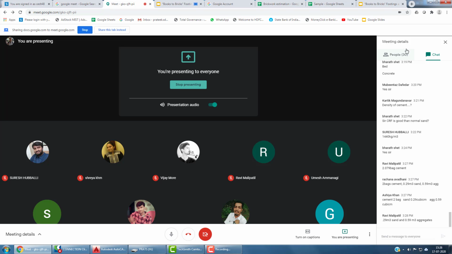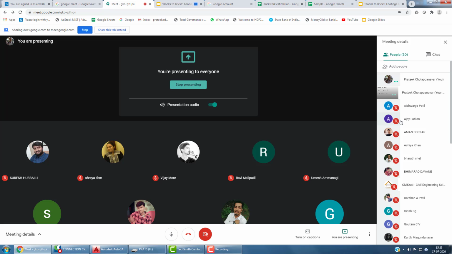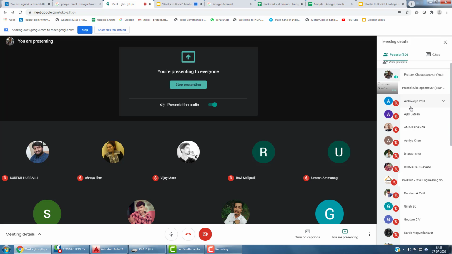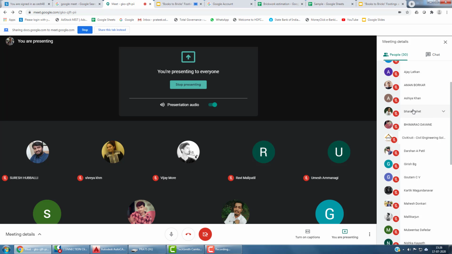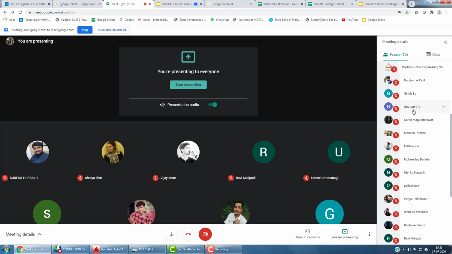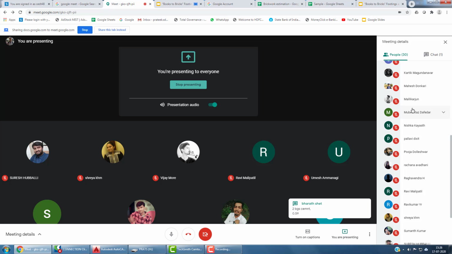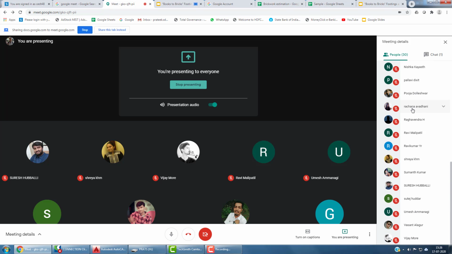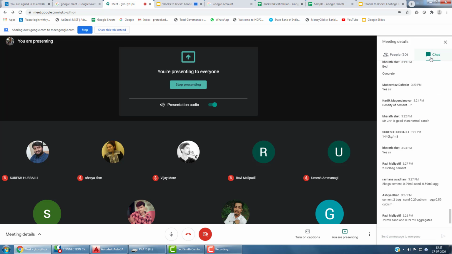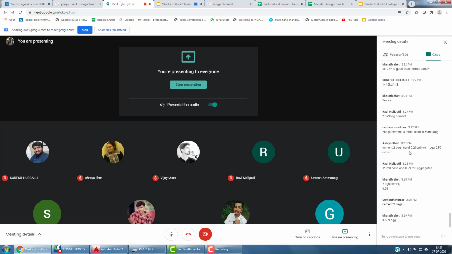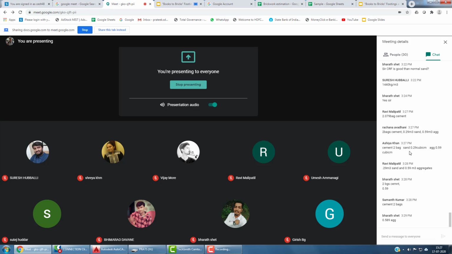Yes, only 4 or 5 people are active. I don't know what about others. Yes, Aishwarya, Ajay, Aman, Bhim Rao, Darshan, Girish, Gautam, Karthik, Mahesh, Mallikarjun, Mubin, Taj, Nishka, Pallavi, Pooja, Raghavendra, Ravi, Ravi Kumar, Shreya, Sumant, Suttej, Vijay, everybody has to reply. It is a simple calculation. Yes, please write units.